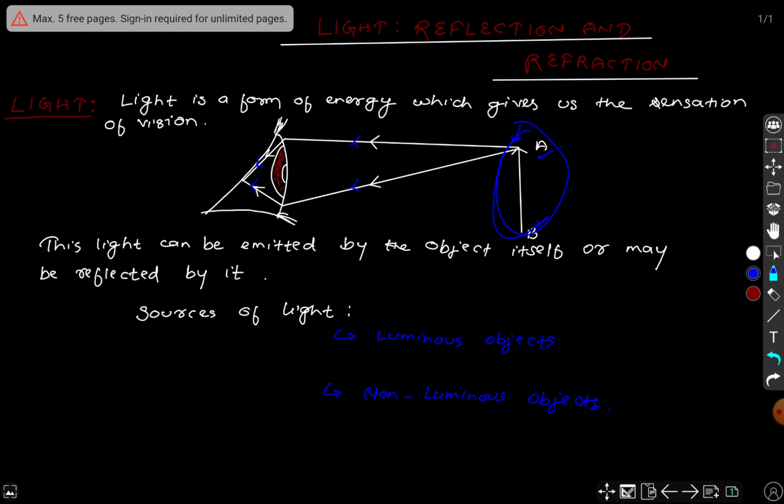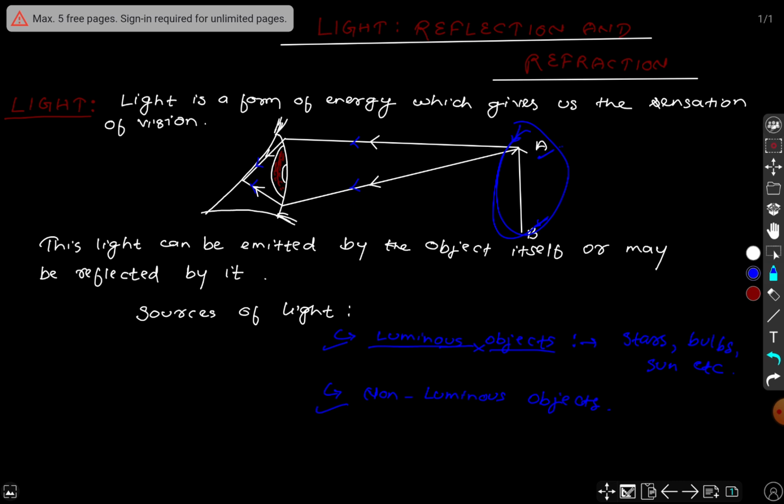The sources of light can be classified into two categories, namely luminous objects and non-luminous objects. Now what are luminous objects? Luminous objects are those objects which emit their own light, which produce light inside their own body and then emit it. Examples of luminous objects would be stars, bulbs, sun, etc.